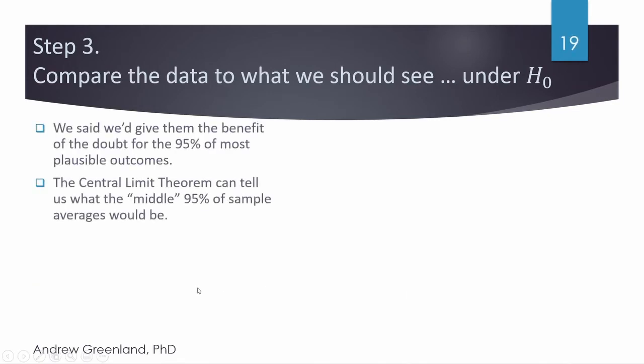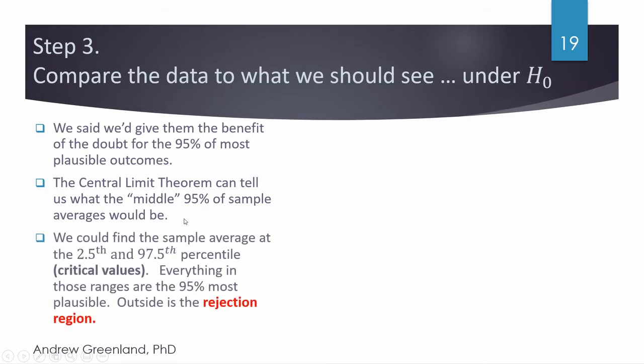So how do we make the comparison to what we should have seen and to see if our average of 35 minutes is unreasonable? What we're going to do here is use the central limit theorem and our rule where we said we're going to give them the benefit of the doubt as long as what we see is within the 95% most plausible set of things we could see if they were telling the truth. And so we're going to use the sampling distribution to determine what the most likely 95% of average delivery times would be for a sample of 25 observations.